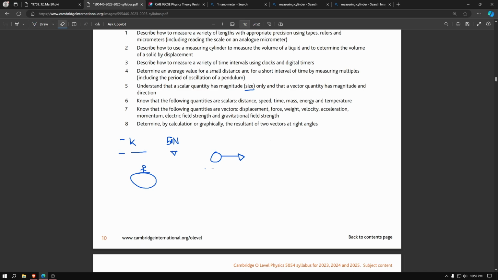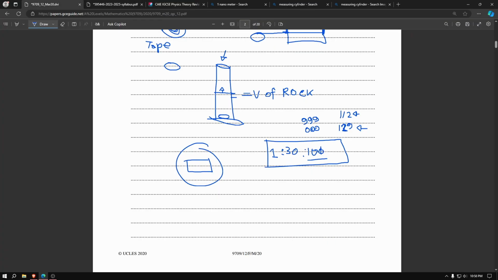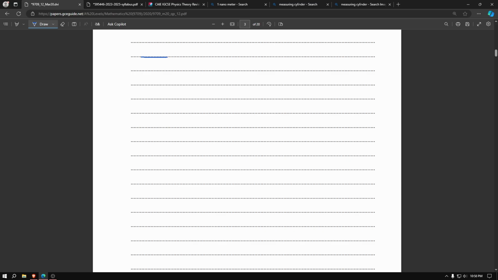And the last point: determine by calculation or graphically the resultant of two vectors at right angles. Let's see this. As I said before, a vector can be any of these: force, electric field, weight, velocity, acceleration, momentum. For now we'll only be considering force. So what is a vector? Let's just say a force here going this direction, 5 newtons. This is a force, and this is a vector also, going in the rightward direction.